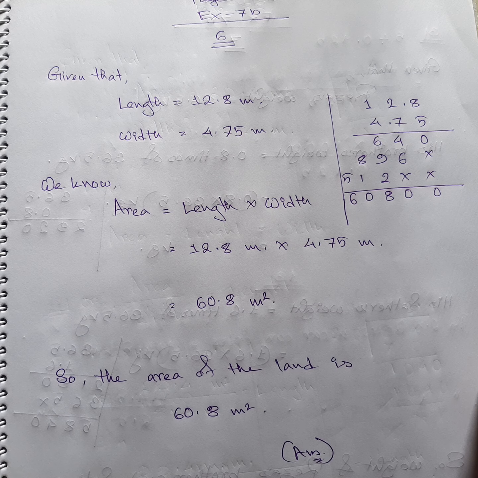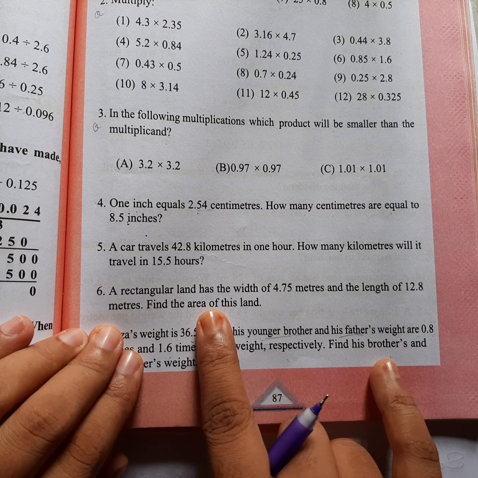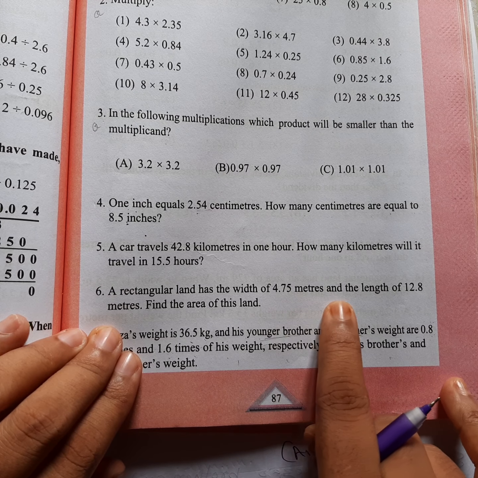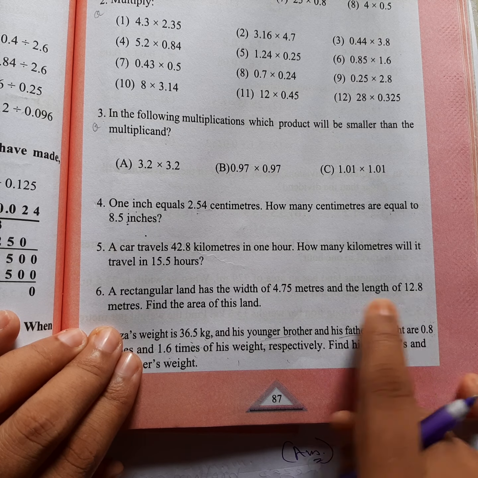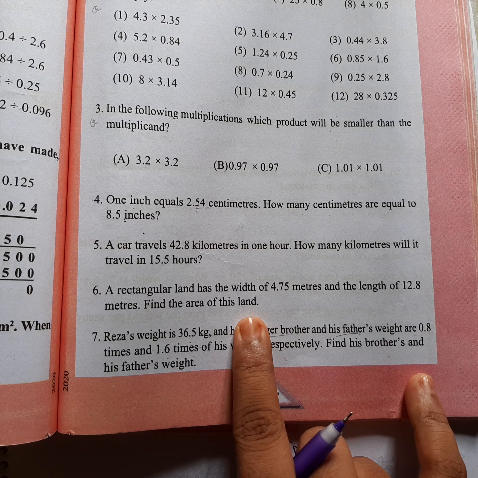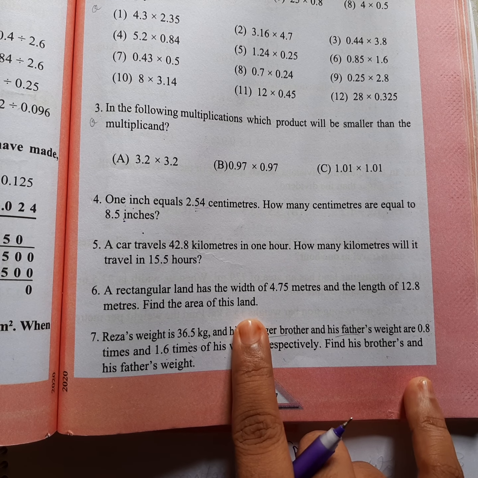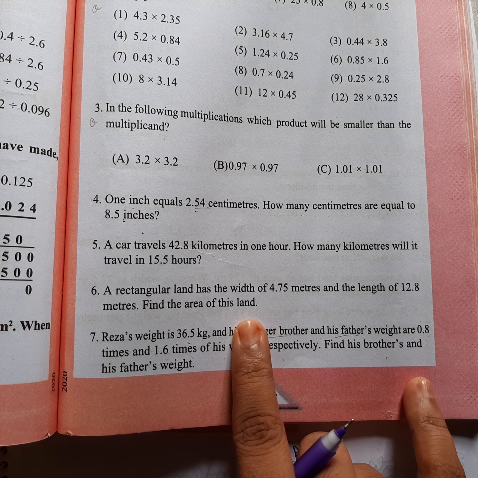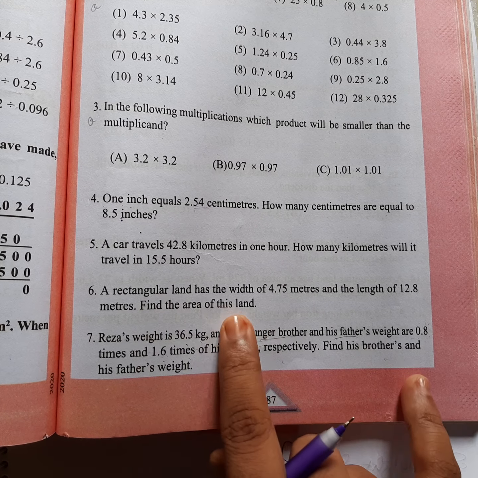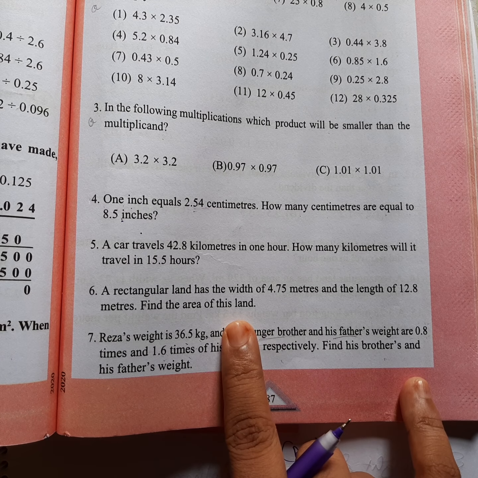For 6 number math, let us read the 6 number math. A triangular land has a width of 4.75 meters and a length of 12.8 meters. Find out the area. Oh my god, it is so easy, right? Why so easy? Because if you know the formula of area of a rectangular shape, then you know how to do them.